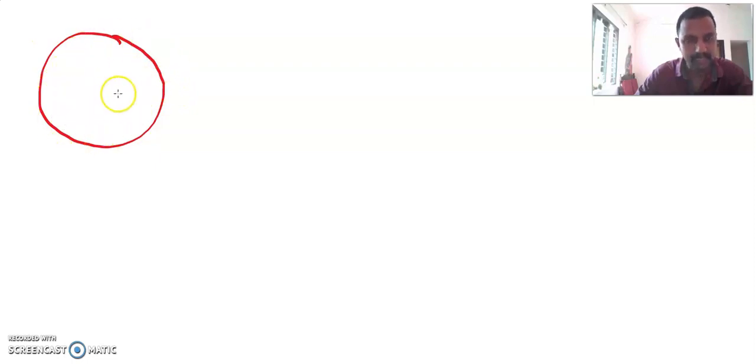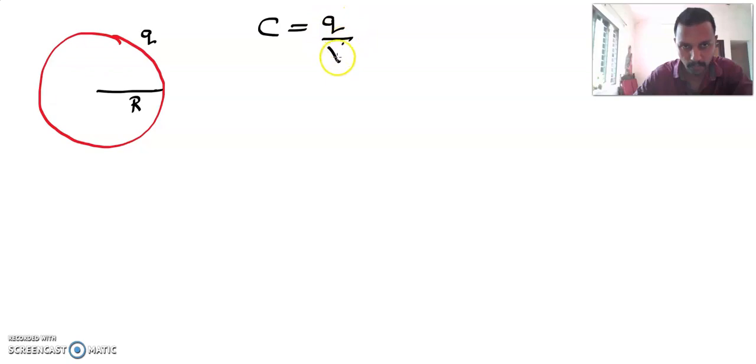Assume that this is a conducting sphere and let's say its radius is R. The radius of the conducting sphere is R and it is having a charge accumulated uniformly over the surface. The accumulated charge over the spherical conductor is Q. Our task is to find out the capacitance of the spherical conductor. For that, what's the basic definition of capacitance? The basic definition of capacitance is C is equal to Q by V.